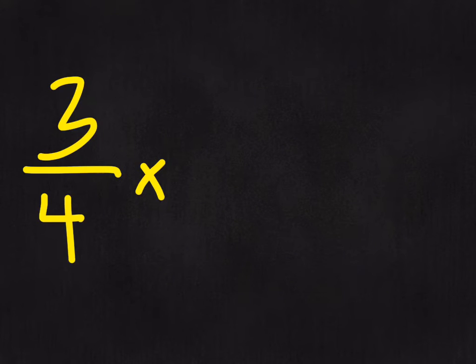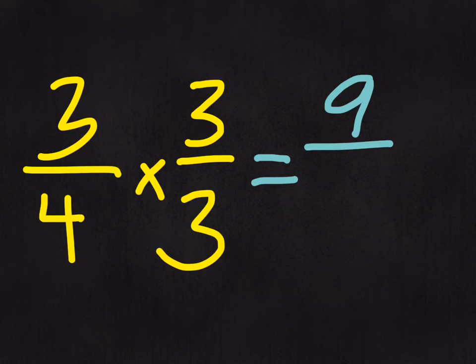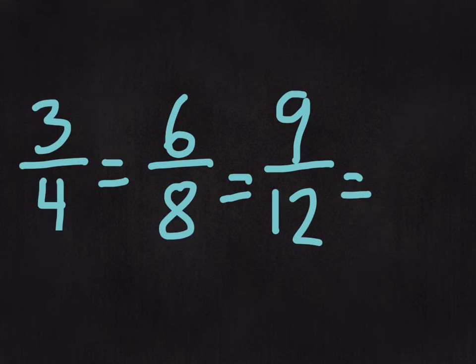And let's try another one. So 3/4. Let's do another version of 1. How about 3/3 is the same as 1? So 3/3 times 3/4. We'll do 3 times 3 on top, and 4 times 3 on the bottom, numerator and denominator. And 9/12 is also the same as 3/4. And you could just keep going and going and going.